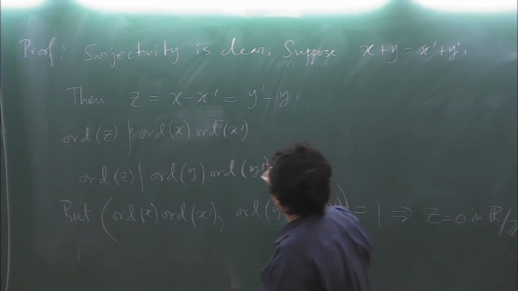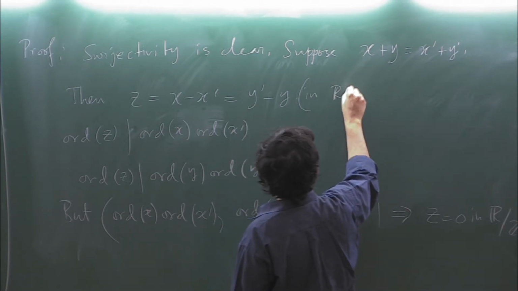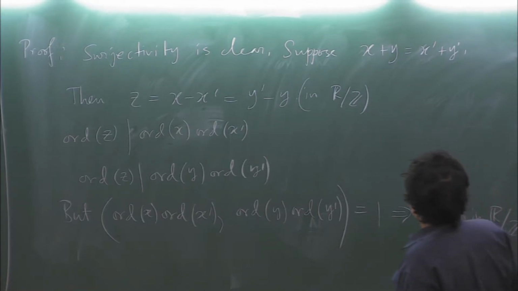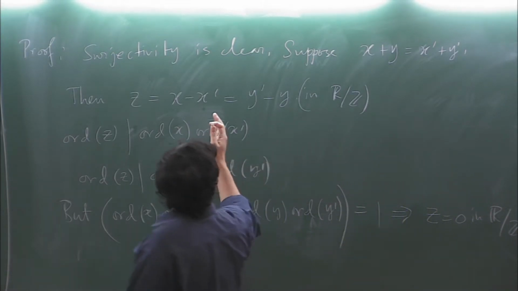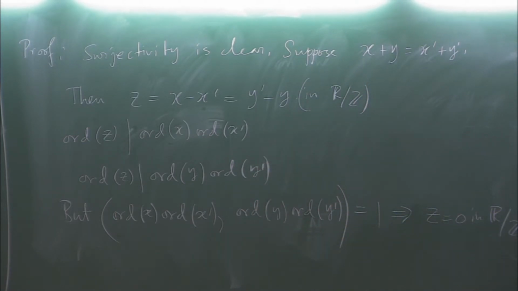So everything is in R mod Z. When I write equal, this is in the group R mod Z, so up to an integer. Therefore, what we have shown is that if this happens, then x and x prime differ by an integer, y and y prime differ by an integer. So that proves the claim.